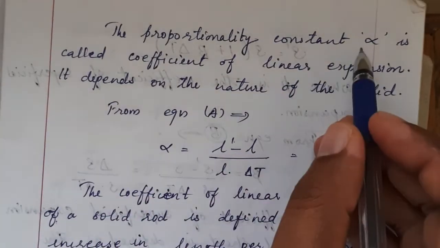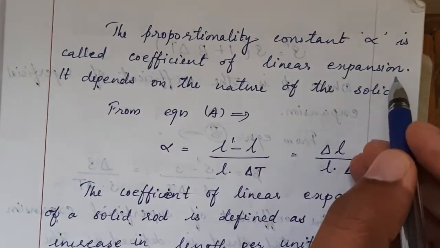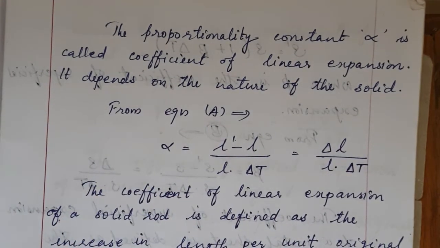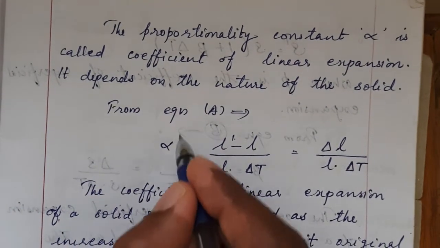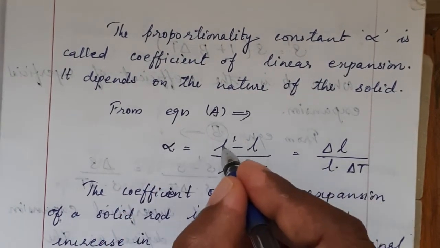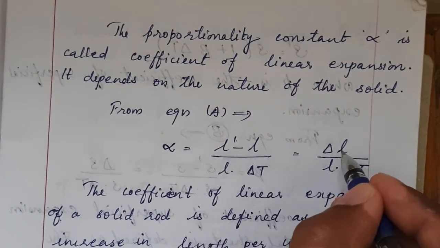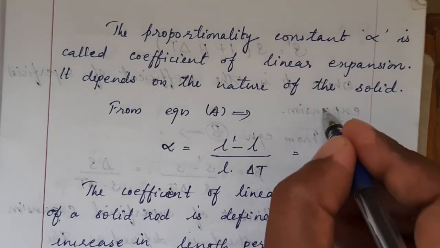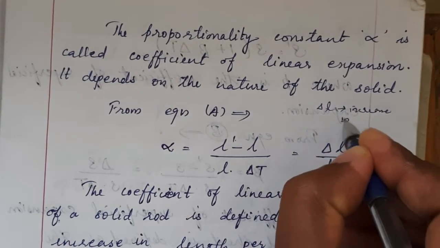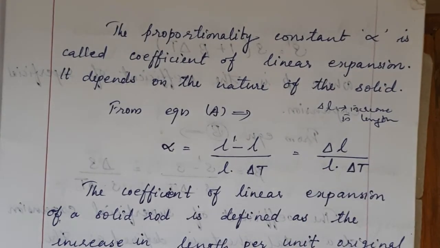So here is a proportionality constant alpha, and that constant is called coefficient of linear expansion. It depends on the nature of the solid. For different solid it will be different. And this alpha, coefficient of linear expansion, from the above equation we can write L dash minus L by L delta T. This L dash minus L is the increase in length, that is delta L. So delta L is increase in length divided by L delta T.